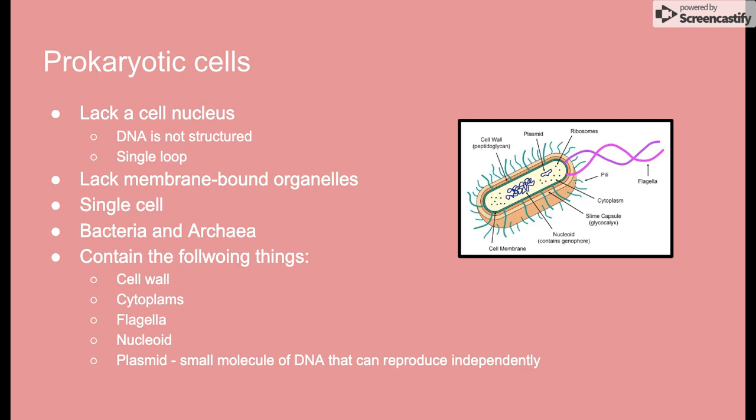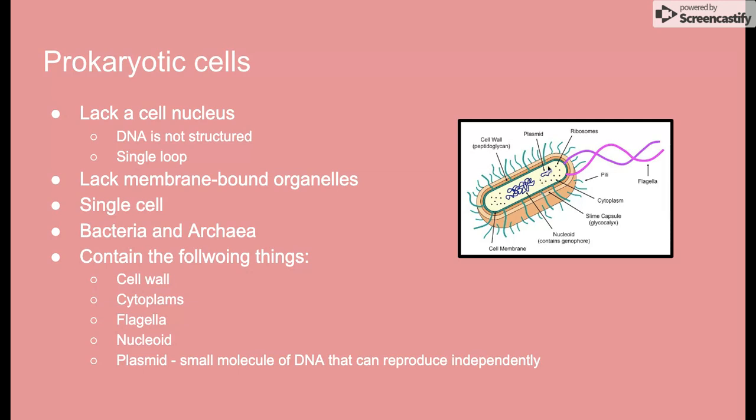So as you can see on the picture on the right here, their DNA is just kind of like squiggly here right in the center, and it doesn't have any kind of membrane around it. It still does have cytoplasm. It has a cell membrane, and they do have ribosomes because every cell needs protein to be able to survive. And so proteins are definitely one of the most important things.